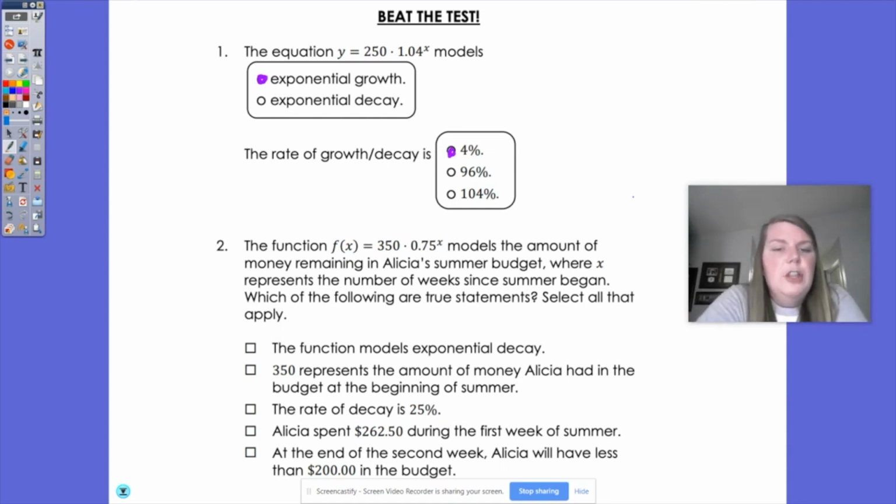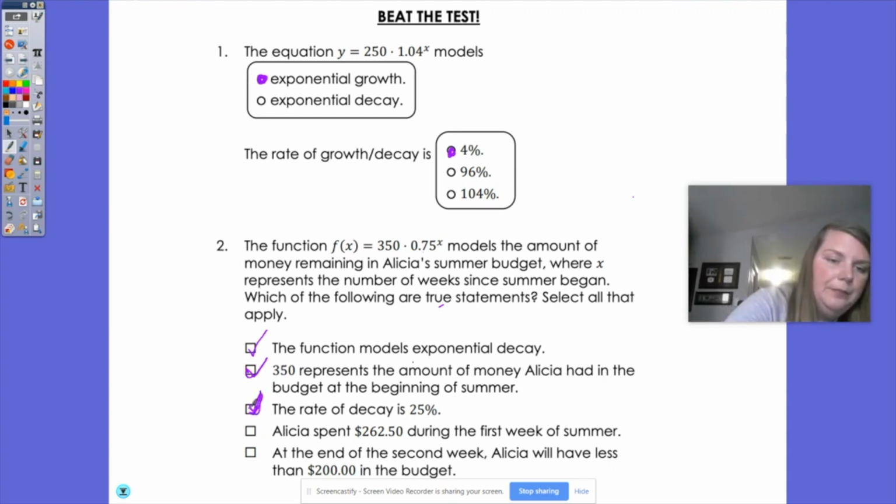All right, last one. The function 350 times 0.75 to the x models the amount of money remaining in Alicia's summer budget, where x represents the number of weeks since summer began. Which of the following are true statements? The function models exponential decay. That is true because that number is less than 1. 350 represents the amount of money Alicia had in the budget at the beginning of the summer. That's also true because that's the initial value. The rate of decay is 25%. Well, if we take 1 and subtract that number, that would be 0.25, which would be 25%. I agree. And then the last 2 questions, we are going to need a calculator.